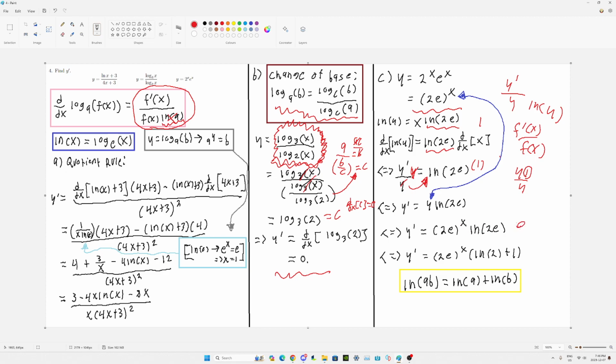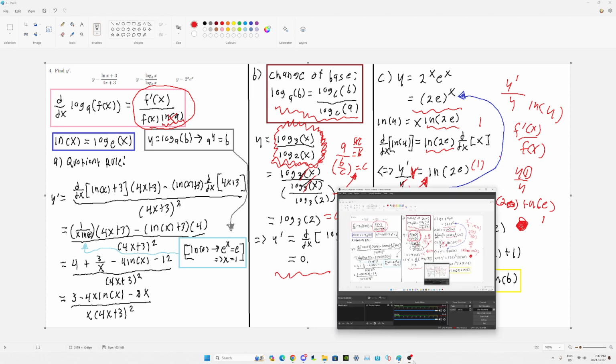You can just leave your answer here if you want. But we can also use the property that ln ab is equal to ln a plus ln b to split this up into ln 2 plus ln e. And as we talked about earlier, ln e is just 1. So we finally get y prime is equal to (2e) to the x times (ln 2 plus 1). Yeah, that's what we get.